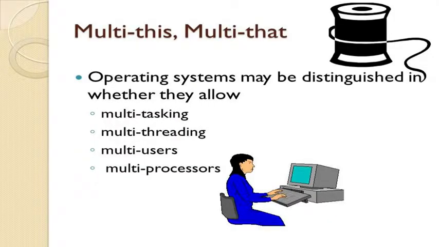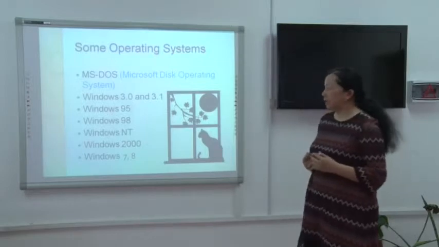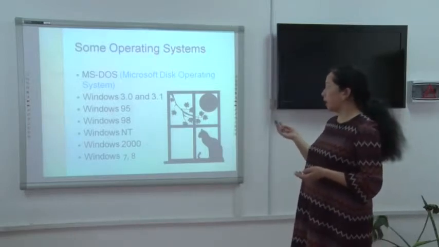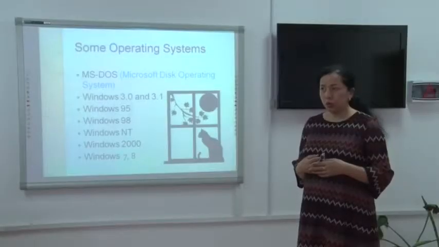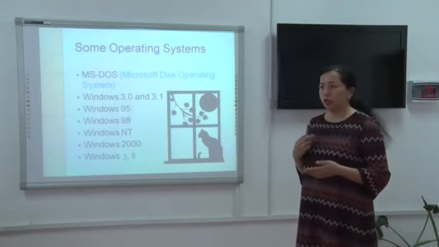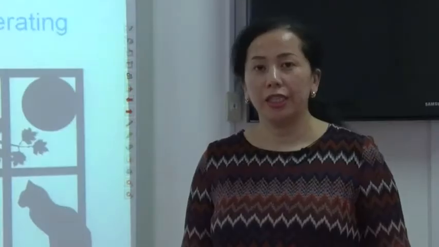Operating systems might be distinguished as multitasking, multithreading, multi-user, and multiprocessing. Some operating systems: MS-DOS, Microsoft DOS operating system, Windows 3, Windows 3.1, Windows 95, Windows 98, Windows NT, Windows 2000, Windows 2007, and Windows 2008. The lecture is over.